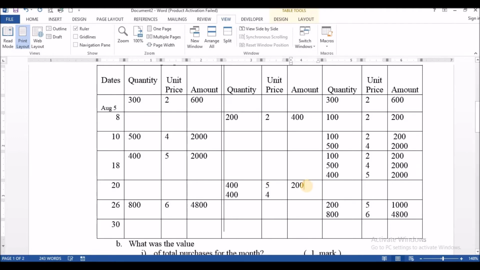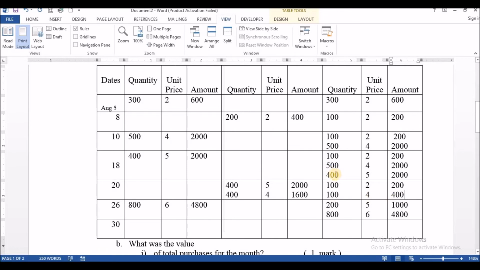Oh, this should be 2,000, sorry. And that now will be 1,600. So we sold this. We have 100 left here and 100 left here. So we're going to write now from top to bottom, starting right at the 100. So 100 at 2 will give you 200. Then we have 100 left from the 500 at $4, and that will give you $400. So we have 100 at $4, 400.